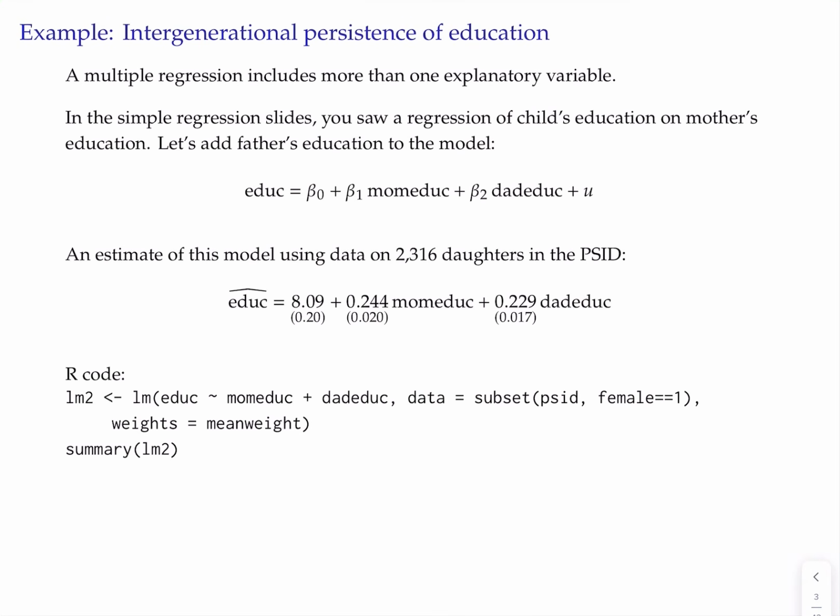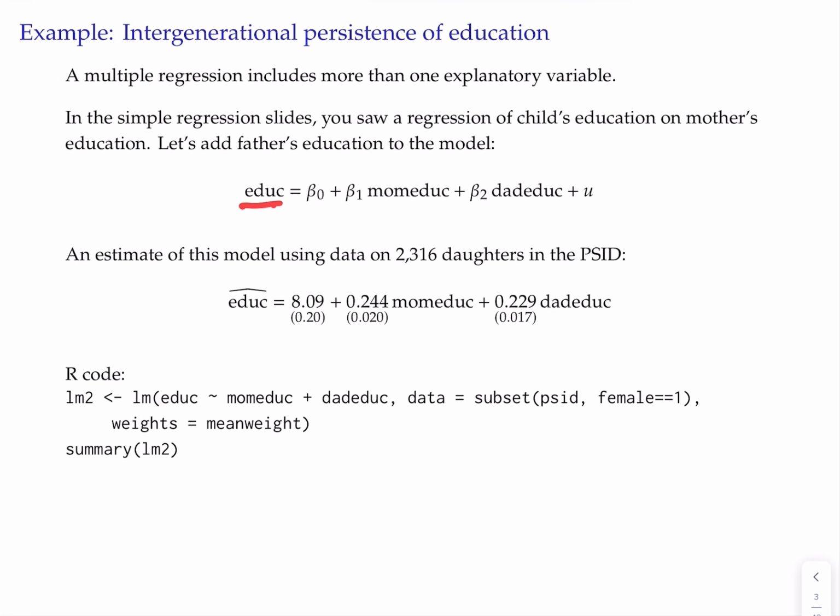This video is just an introduction to the basics of multiple regression. Multiple regression, as opposed to simple regression, just means that we have more than one explanatory variable. So let's do the smallest possible addition to something you've seen before. You saw a regression of daughter's education on mother's education in the simple regression slides. Here we're going to add father's education to the regression model.